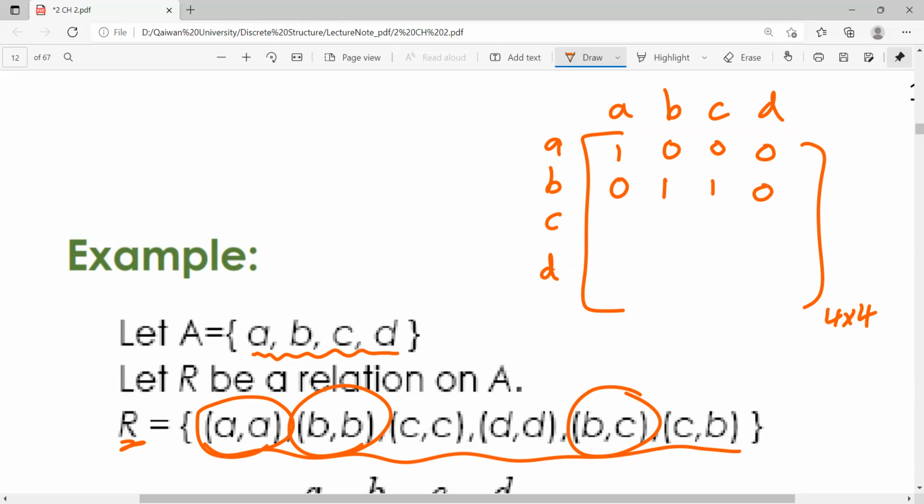That's 0. And then for C. CA. We have no CA. How about CB? Yes. CC? Yes. Because here you have CB and CC also. How about CD? We have not. Then D. We have no DA. We have no DB. We have no DC, but we have DD. This is the matrix representation of that relation.